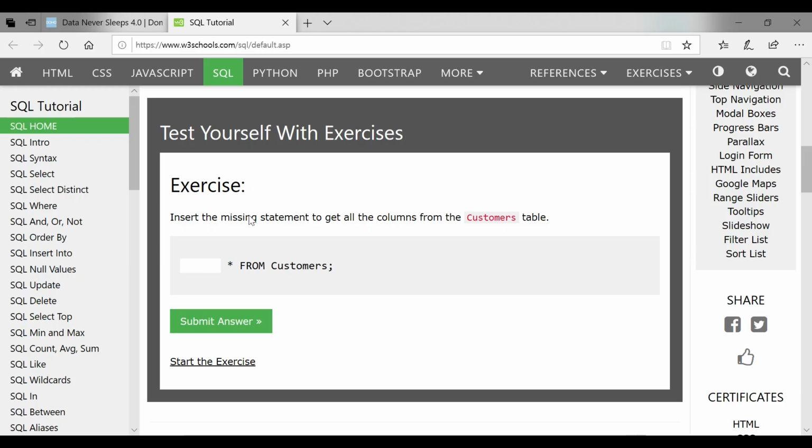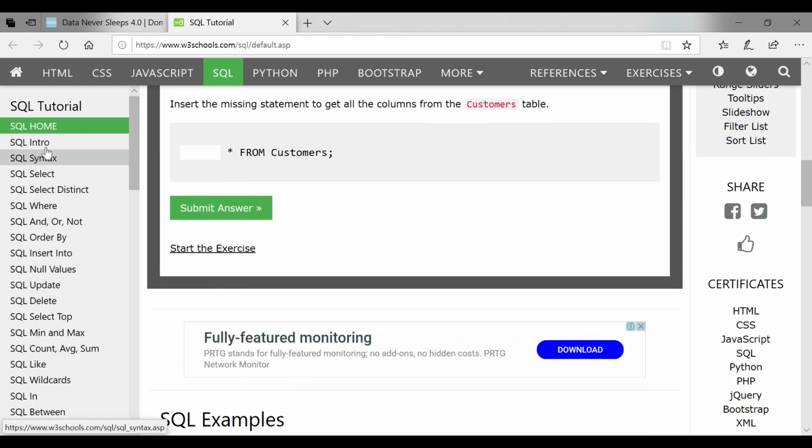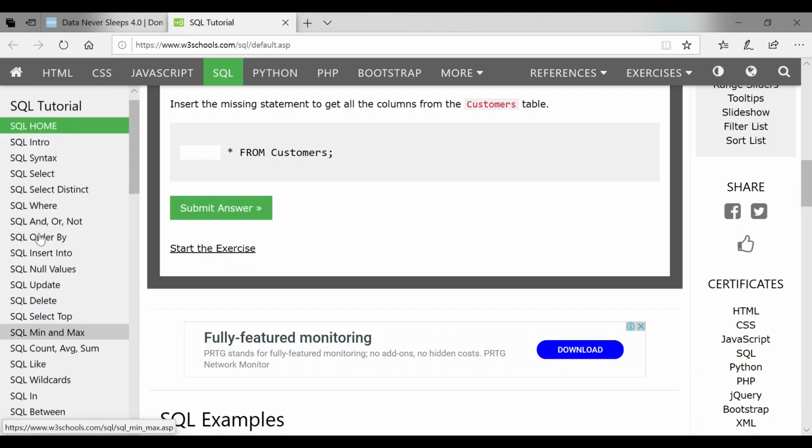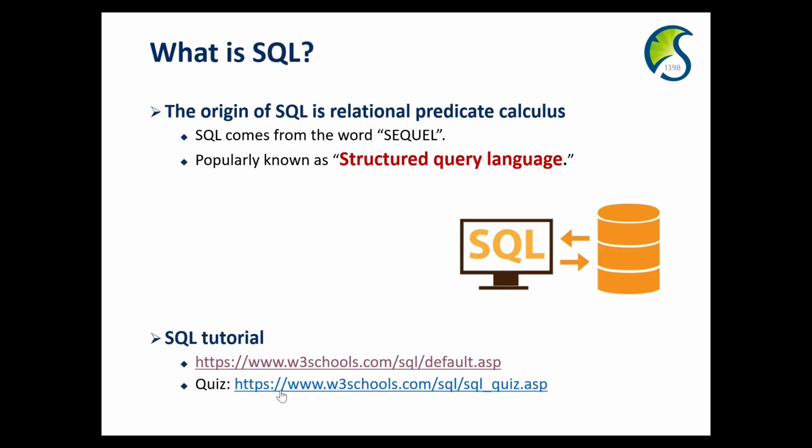And there are some exercises. You can find some exercises and other syntax, grammars, and keywords used in SQL. You can just try to study. And there is a quiz, so after studying this SQL, you can also try to solve the quiz problems.